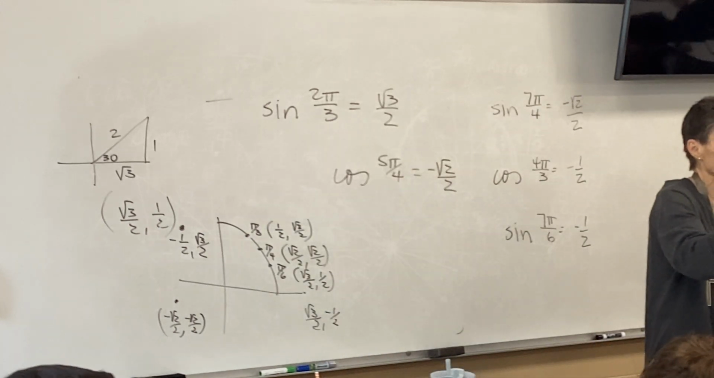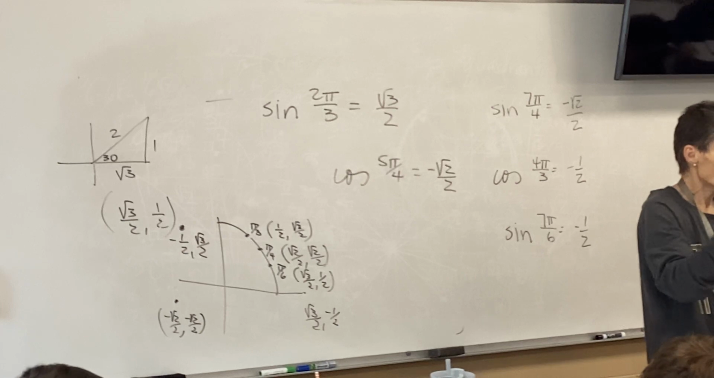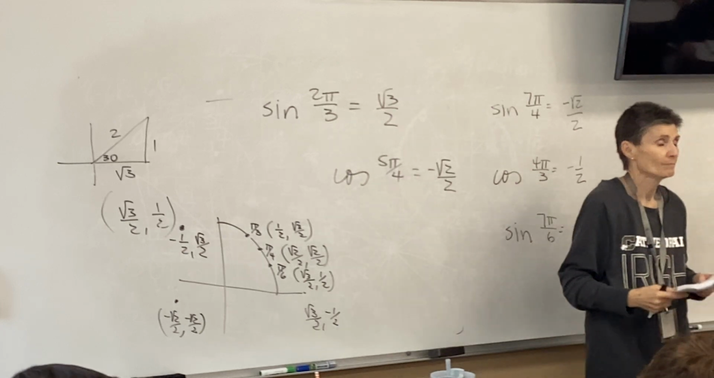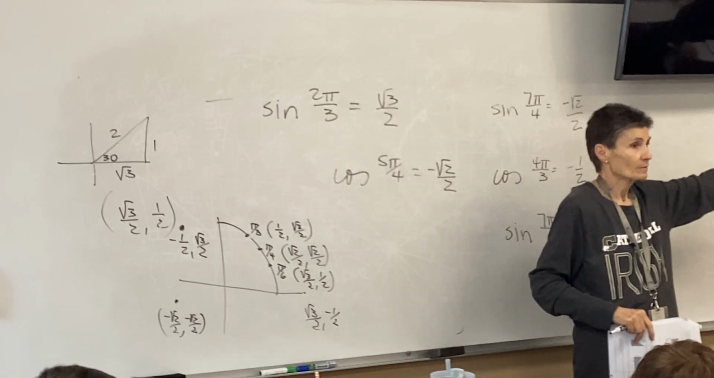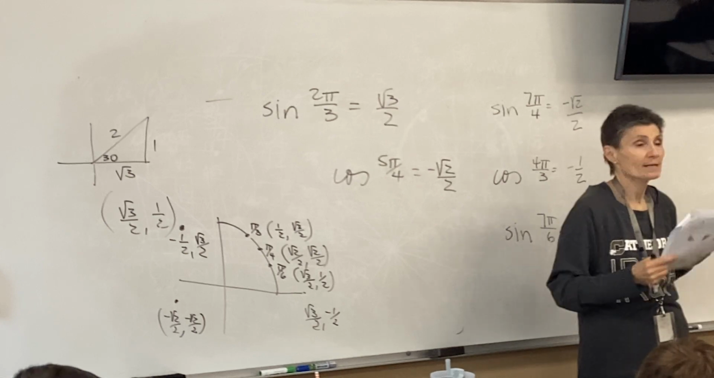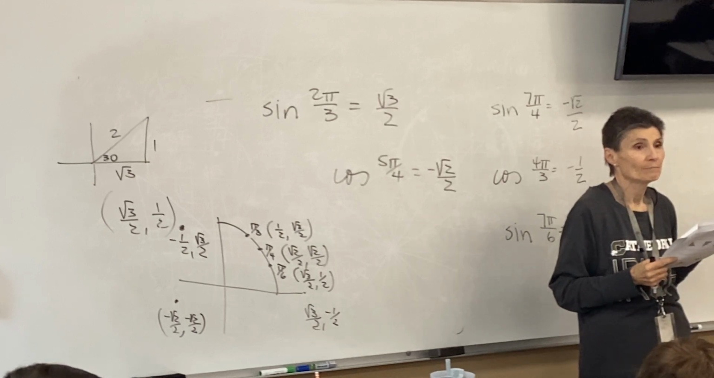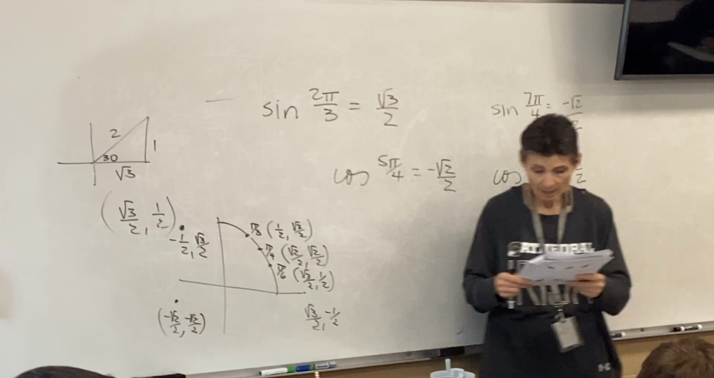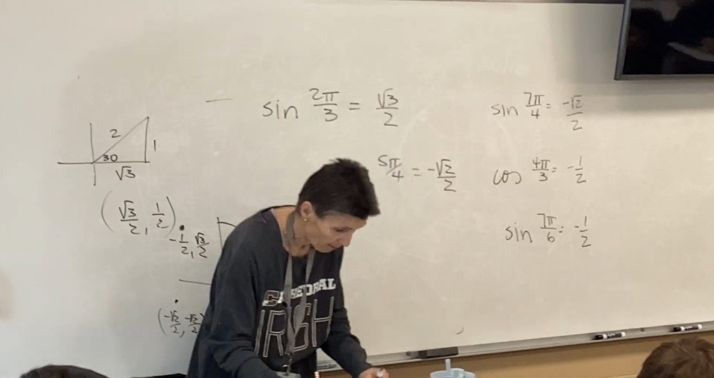All right, real quick, G and H, those are quadrantal angles. We already practiced some of those. What's the cosine of pi? Negative 1. What is the sine of 3 pi over 2? Negative 1. Perfect. All right, you guys have done a great job.